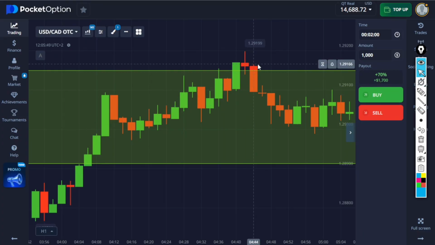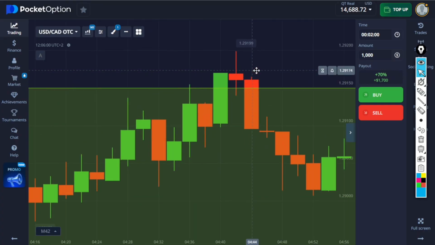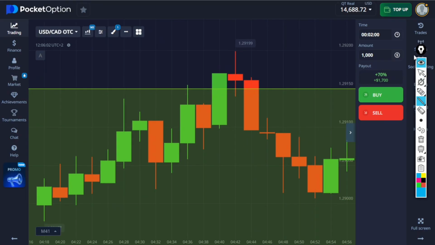So we're looking for one thing. We're looking for that break of structure to the downside. We're looking for that change of character to confirm that market structure shift from bullish to bearish. Now let's take a closer look. Right over here, we have the most recent higher low, okay?